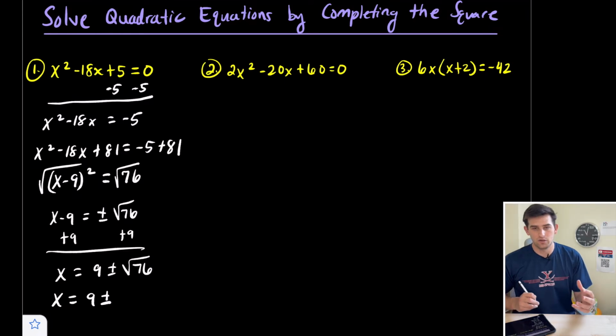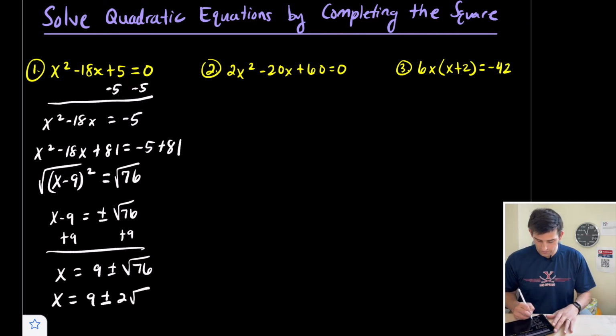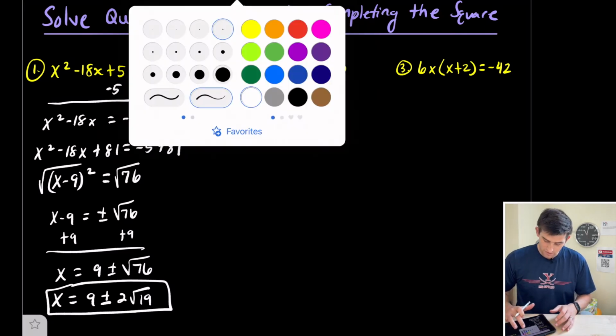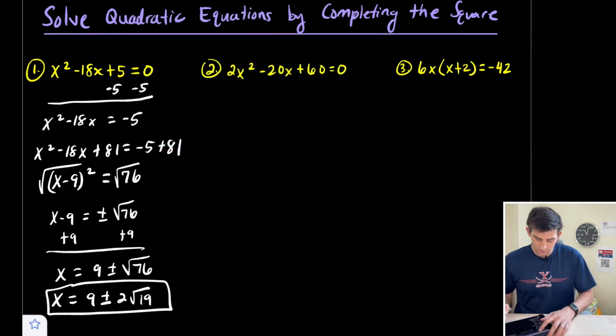So for 4, it'd be 4 times 19 is equal to 76. We could pull out the square root of 4, which is 2. So we would have 2 root 19. So we had two solutions there: 9 plus 2 root 19 and 9 minus 2 root 19. All right, let's change up our color here and go for number 2.